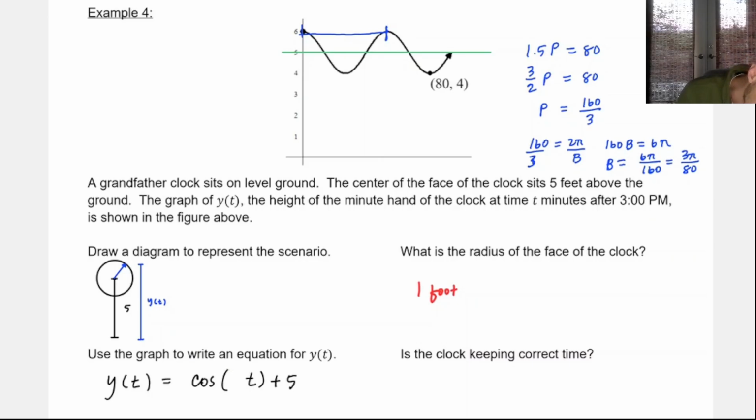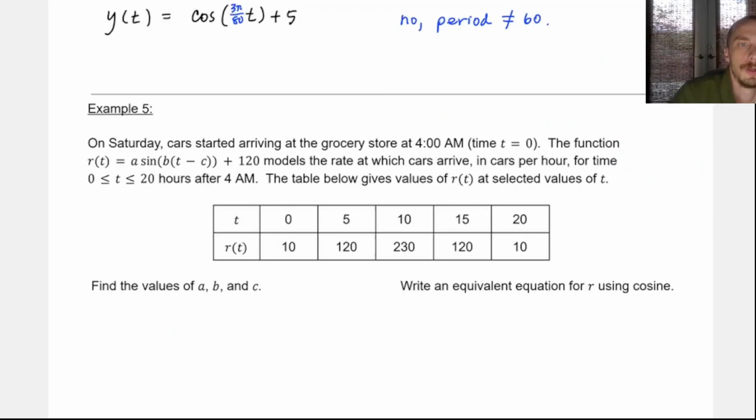Okay. So that'll be 3 pi over 80 t, and that means that the period being 160 over 3 minutes, that's probably not meaning it's keeping accurate time. No, really that should be 90 minutes. That's what I would say. Right, 1.5 periods of the minute hand would be going all the way around once, and half of another one, that's an hour and a half. That's what I'm saying. No... period is not equal to 60 minutes.